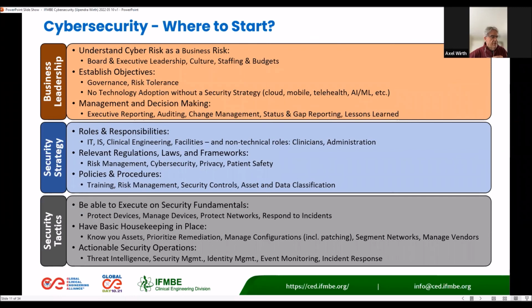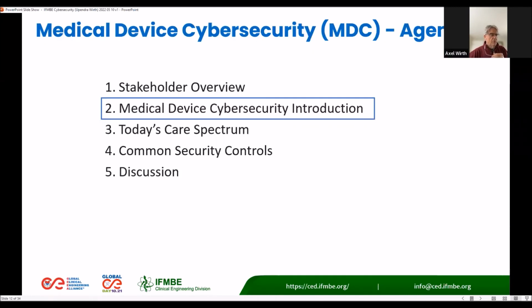The security tactics, obviously, you need to be able to execute on security fundamentals, protect devices, manage devices, protect your networks, and respond to incidents. You have basic housekeeping in place: know what is on your network, prioritize remediation, manage configurations, segment your networks, manage your vendors. And then lastly, you want to have cybersecurity operations in place that provide you with the right threat intelligence, security management, identity management, whoever accesses your systems, event monitoring, and incident response. And many of those we'll talk about in a moment.